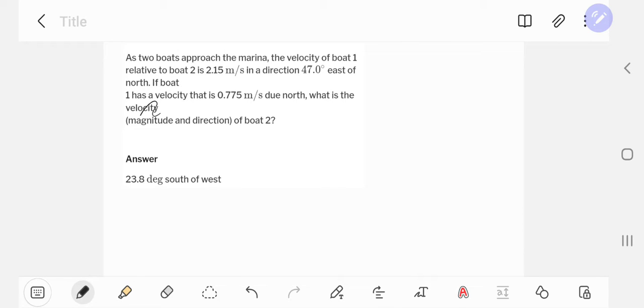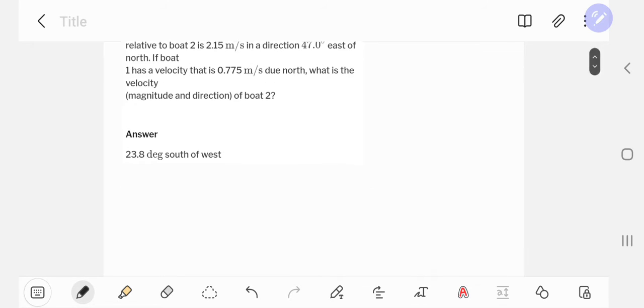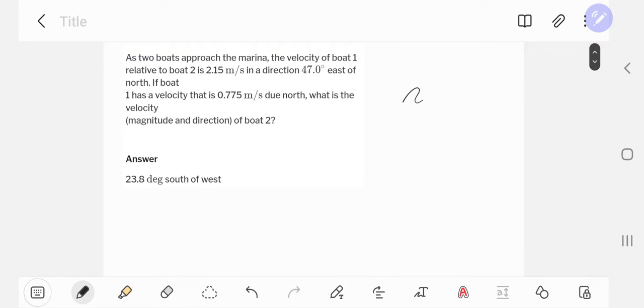If boat one has a velocity that is 0.775 meters per second due north, what is the velocity, including the magnitude and direction, of boat two? So for this question, again, let's draw the components and the directions. None of them is going due east, right?